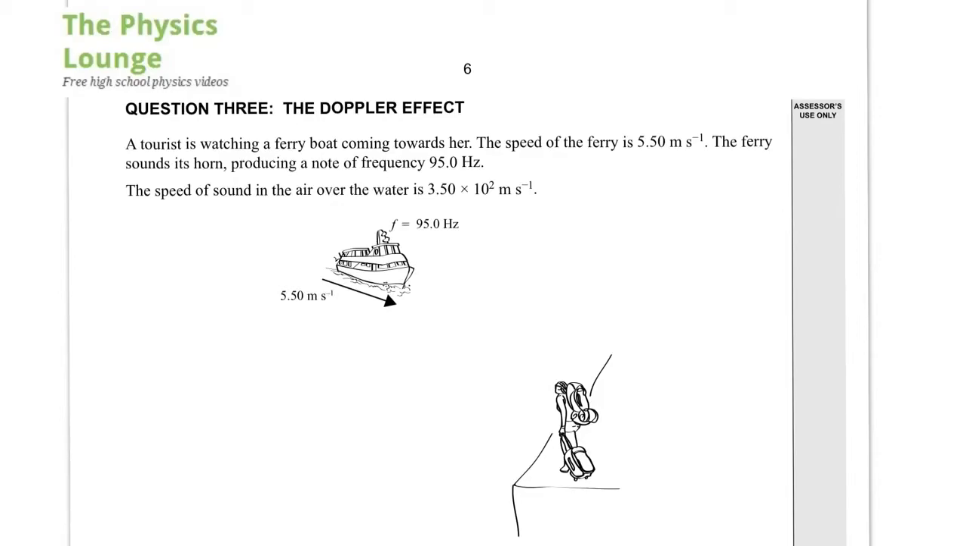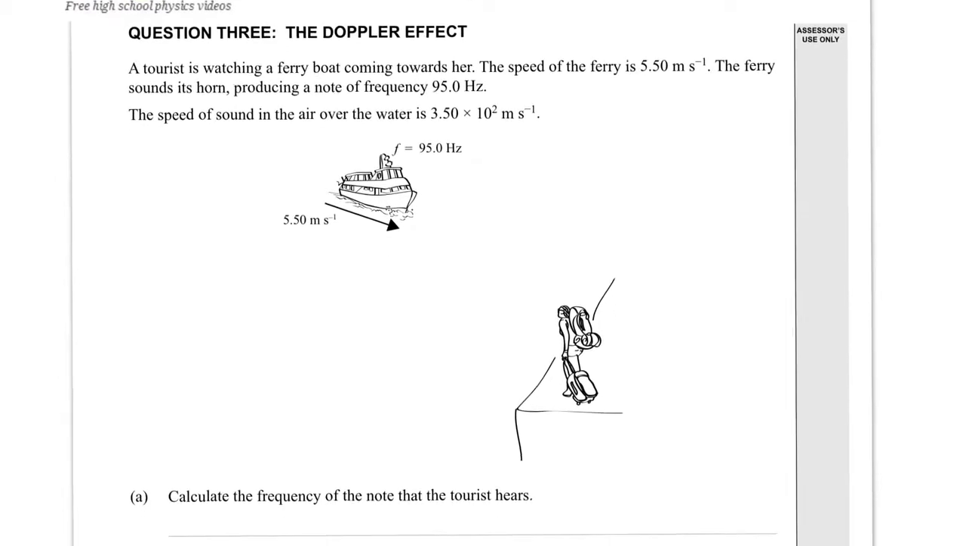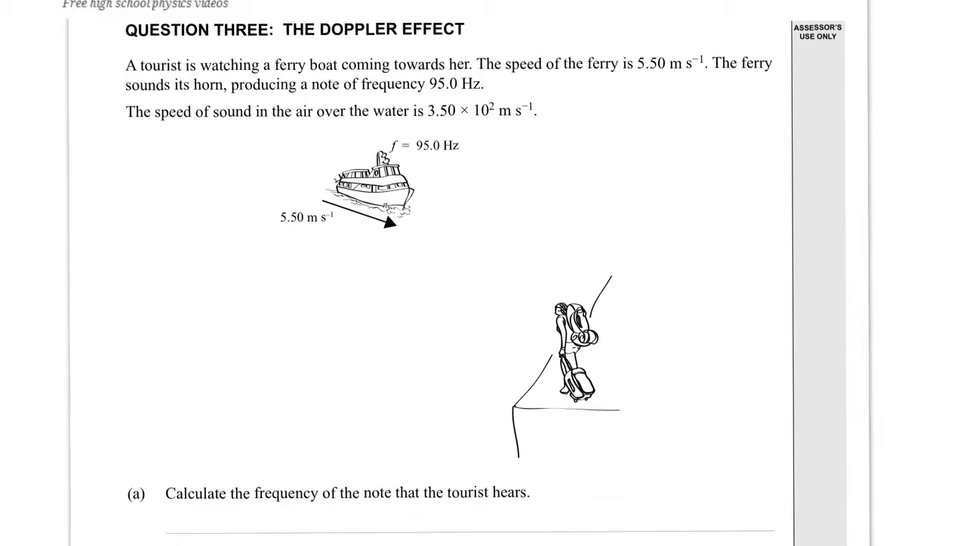The ferry sounds its horn, producing a note of frequency 95.0 Hz, and the speed of sound in air over the water is 350 metres per second. Okay, just going to scroll down. I'll give you a lot of space there, but the very first question is to calculate the frequency of the note that the tourist hears.